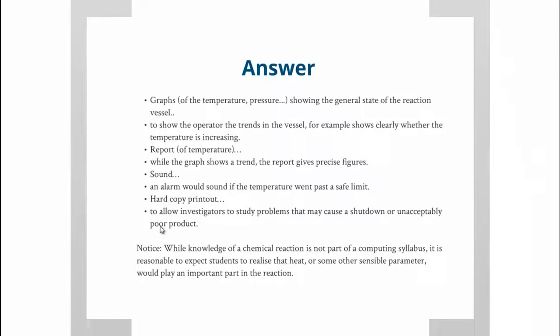Okay, so here's the answer. Graphs, of temperature or pressure, show the general state of the reaction vessel. Okay, to show the operator the trends in the vessel, for example, shows clearly where the temperature is increasing. Okay, so easily, graphs to show where the temperature is increasing would get you 2 marks. Reports of temperature. While the graph shows a trend, the report gives precise figures. So a report to give precise figures of the temperature at different times.